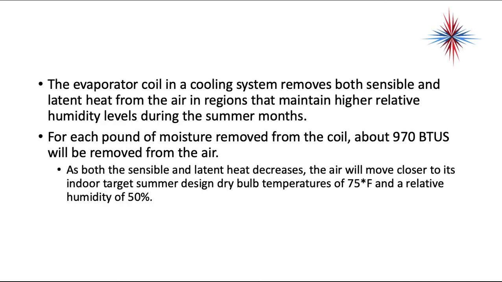The evaporator coil in a cooling system removes both sensible and latent heat from the air in regions that maintain higher relative humidity levels during the summer months. For each pound of moisture removed from a coil, about 970 BTUs will be removed from the air. BTUs, remember, is how we measure heat content. And just to give you an idea, 12,000 BTUs equals 1 ton of air conditioning. So for each pound of moisture that's removed from the coil, there's about 970 BTUs being used, and this is latent heat.